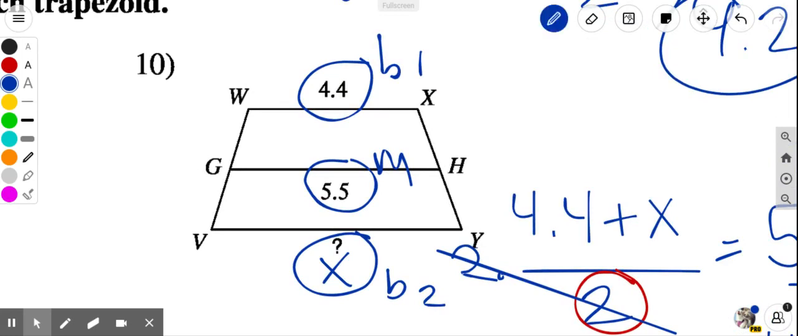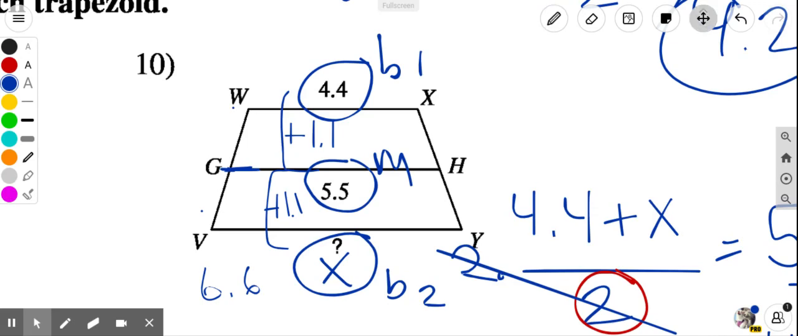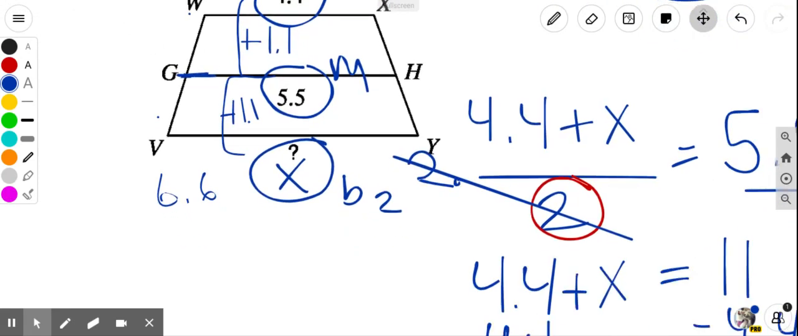Since the median is right in the middle of the two bases, you can figure out the difference between these two. See how I added 1.1 from 4.4 to 5.5? So I'm going to add 1.1 again, and that will give me my final answer, which is 5.5 plus 1.1 is 6.6. So that's another way to do it numerically without doing a formula. Okay, so that's number 10.